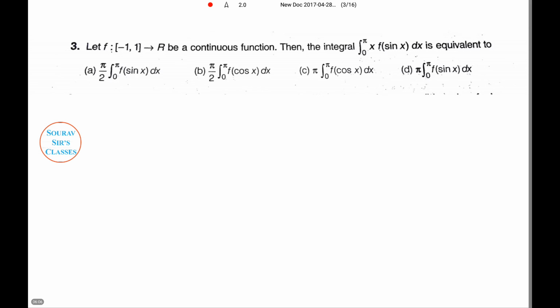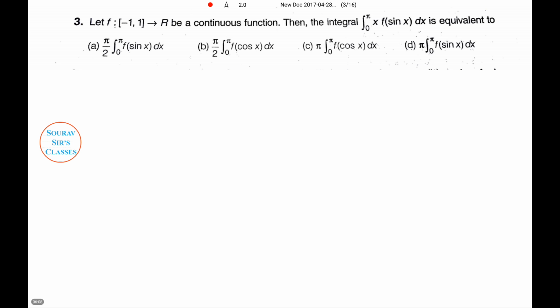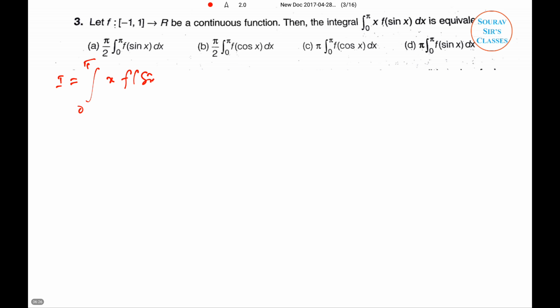In the third question, they have given an integration of a continuous function and they have asked to find the integral from 0 to pi of x f of sine x. So how to do this? So here I equal to, I can write, the integral from 0 to pi of x f of sine x dx.